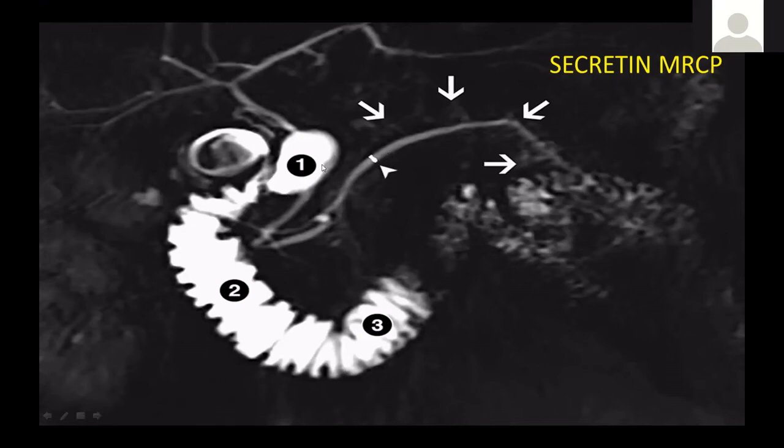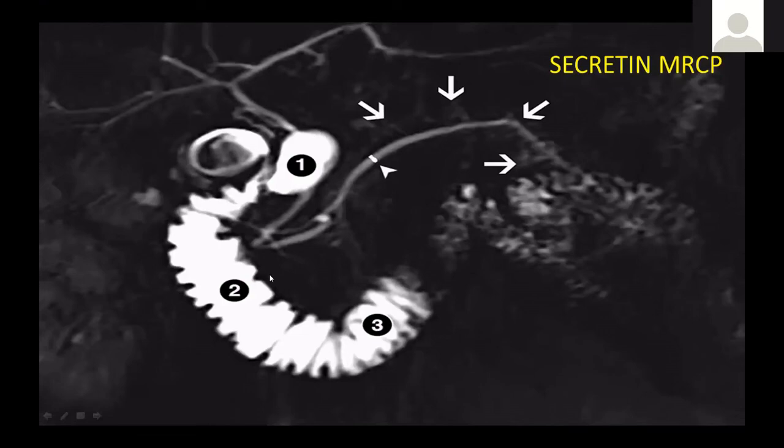Second thing which we can evaluate with the secretin MRCP is exocrine function of the pancreas. Here we can see that the entire duodenum is opacified by the pancreatic secretion. On injection of the secretin, the pancreas releases bicarbonate rich fluid, and if the first part of the duodenum is opacified by this fluid, we label it as grade 1 exocrine function. For second part it is grade 2, and for third part it is grade 3.